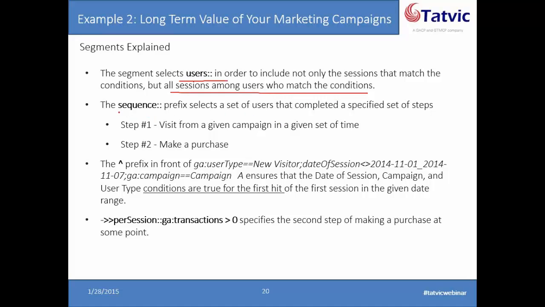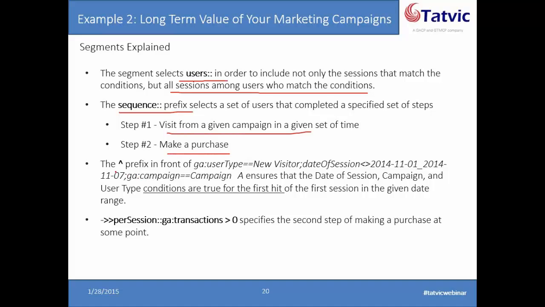Then we're making it a sequence prefix. The other option is conditions. The reason why we're making it a sequence is because there is a set of sequential actions that we want to query these users on. So the first step is visiting from a campaign in the first week of November, and then the second step is then making a purchase.